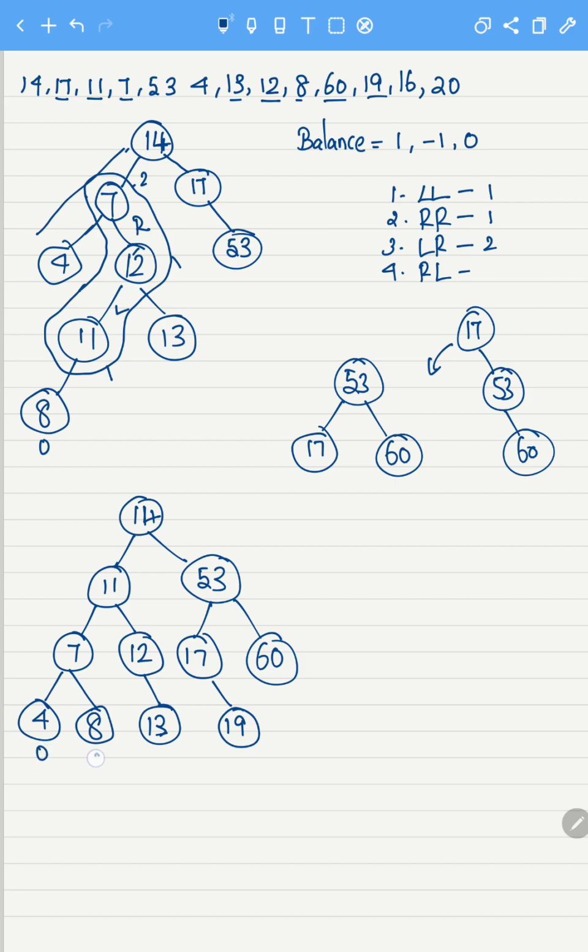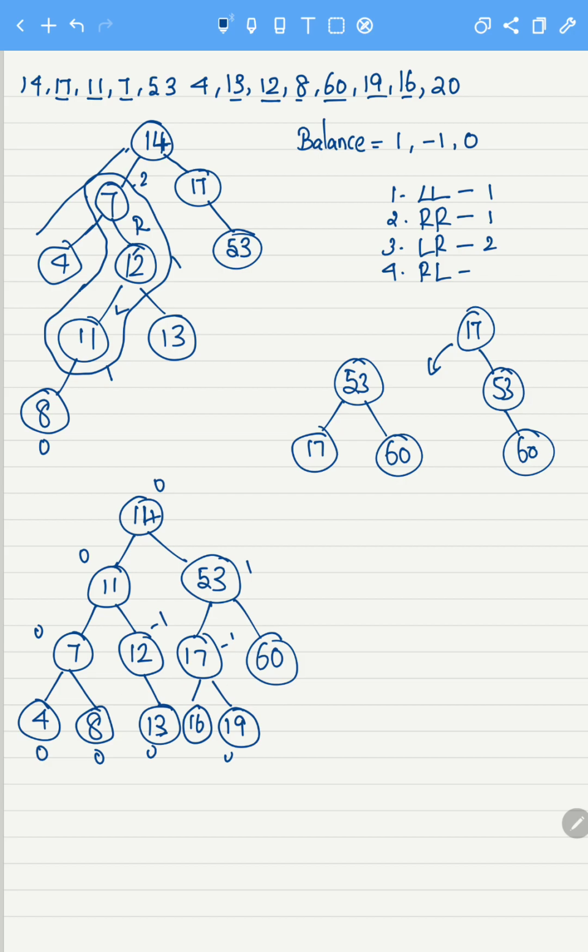Now calculate the balance. 0, 0, this will be 0, this will be 2 minus 2, so this also will be 0. Here you have 3, 3 minus 1, 2, 3, so this also will be 0. This one will be minus 1, this one will be minus 1, this one will be 2 minus 1, which is 1. So you can see the tree is a balanced tree. The next element you have to insert is 16. So 16 will be to the left of 17. Here you will insert 16. Again, I think the tree will be balanced.